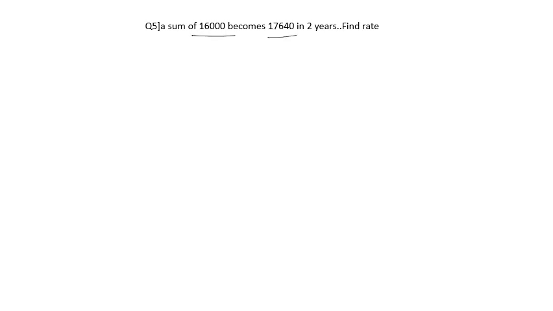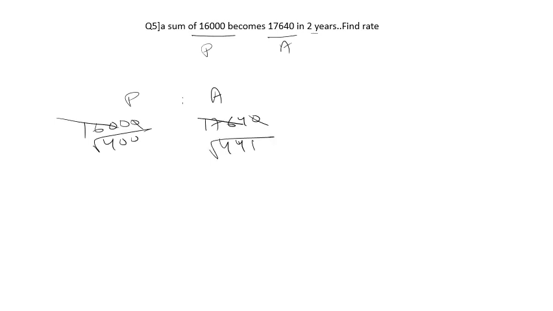This is the principal and this is the amount in 2 years. Find the rate. Very simple. Principal is this, and amount is 17640. Just simplify this, guys. This is 400 and this is 441. This is happening in 2 years, so take the square root. Square root means this is 20 and this is 21. So 20 to 21, so rate of interest is 1 by 20, which is 5%. It's an oral question.